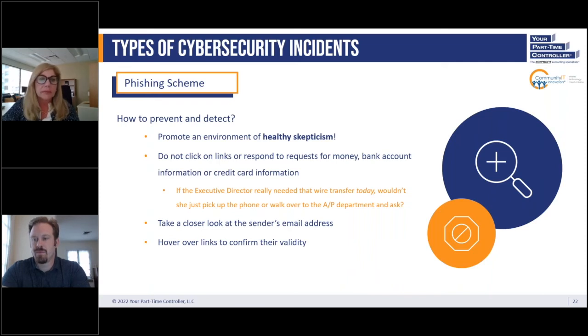for misspellings. We often suggest use forward instead of just reply, so you're forced to type in a known email address. Don't click on the links. Don't return calls to an unfamiliar phone number. Make sure that you look at a trusted outside source, a reliable source for that company phone number. And definitely before you're transferring funds or making a change to banking information, make a phone call and confirm with someone that you know.